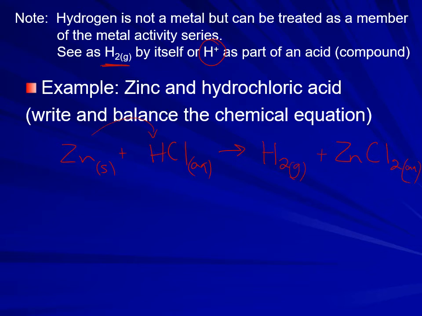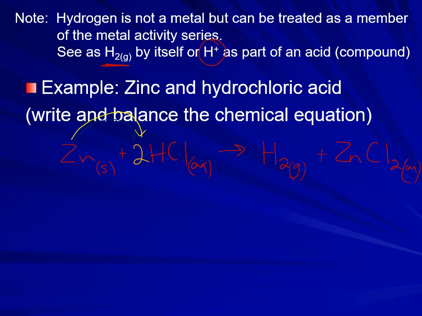And you can't leave that as it is. We have to make sure the equation is balanced. So if you drop a 2 in front of your HCl, you now have the balanced chemical equation showing the displacement of the hydrogen by zinc. Blue on blue is not a good color choice.